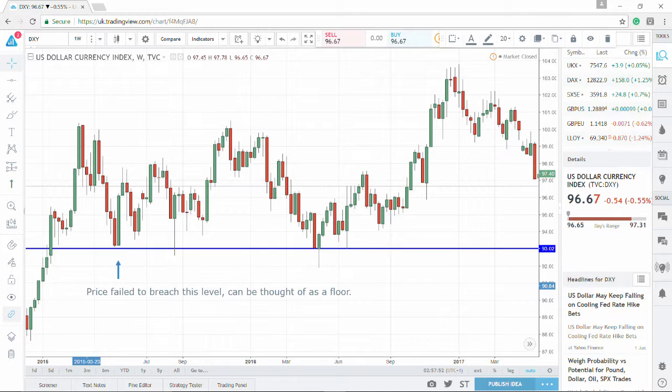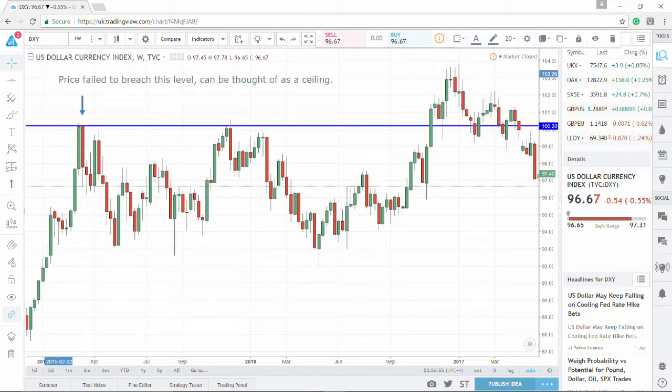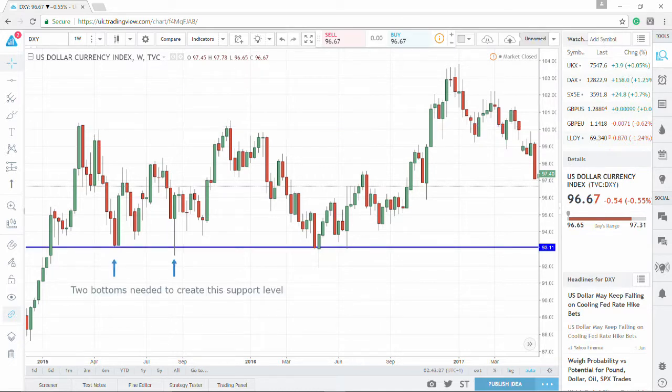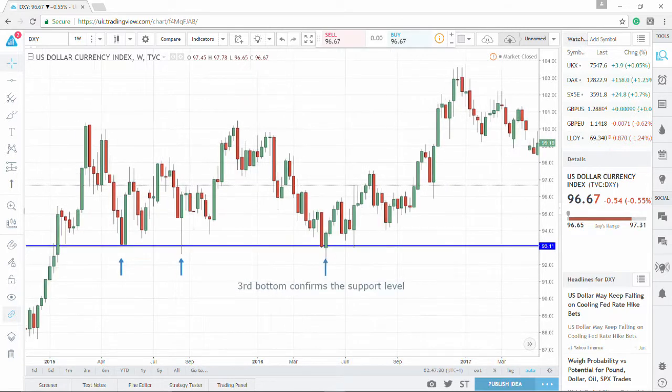Support is when price has fallen to a particular level and then turns around and moves up, forming a low point. Resistance can be thought of as a ceiling. Resistance is when price has risen to a particular level and then turns around and moves down, forming a high point. For a price level to be considered support or resistance, price needs to create at least 2 high points or at least 2 low points. However, 3 high or low points confirms the support or resistance level.